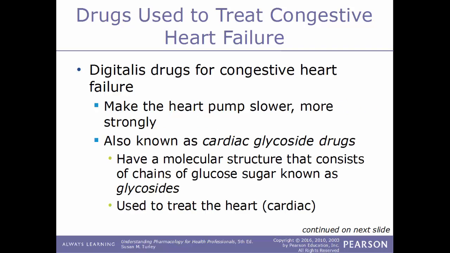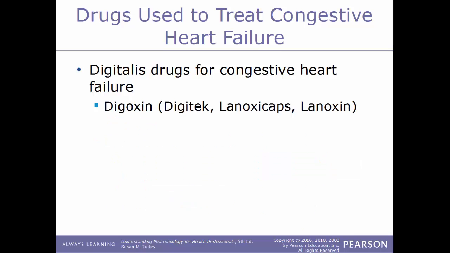Another type of drug that's given to treat CHF are digitalis drugs. And these make the heart pump slower, but much more strongly. So you're getting a more efficient use of each contraction of the heart. These are also known as cardiac glycoside drugs. And they're called that because they have a molecular structure or consist of chains of glucose molecules. Some examples of digitalis drugs that treat CHF: digoxin, also known by the trade names Digitek, Lanoxicaps, and Lanoxin.